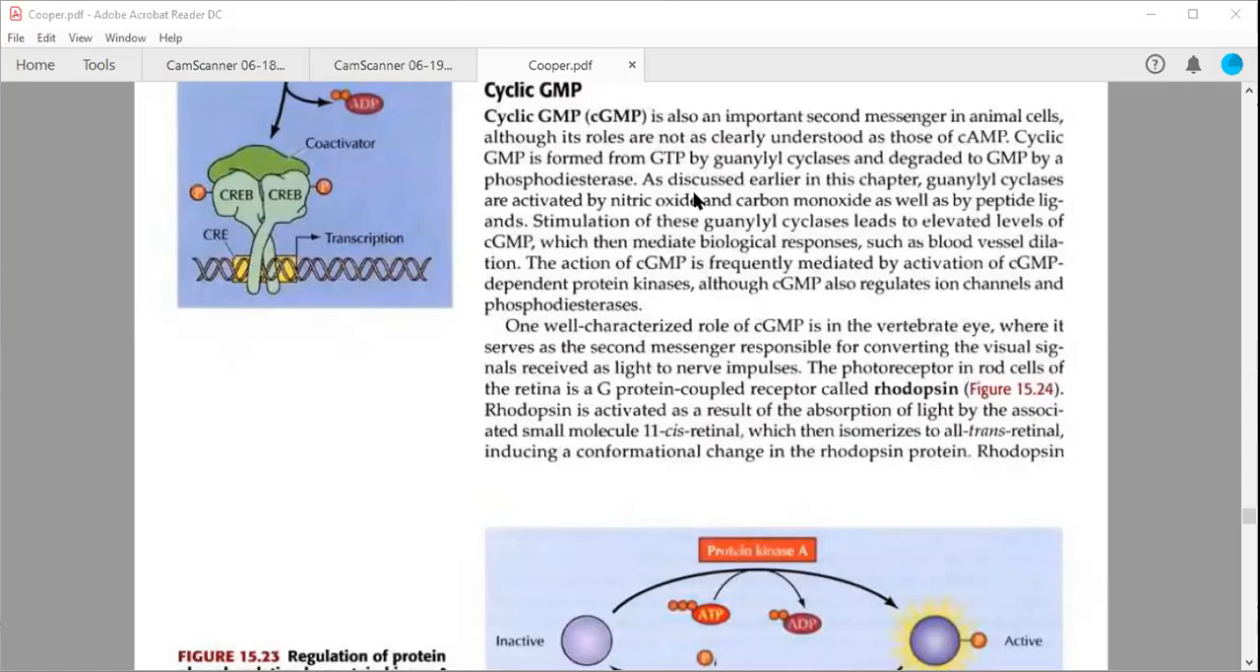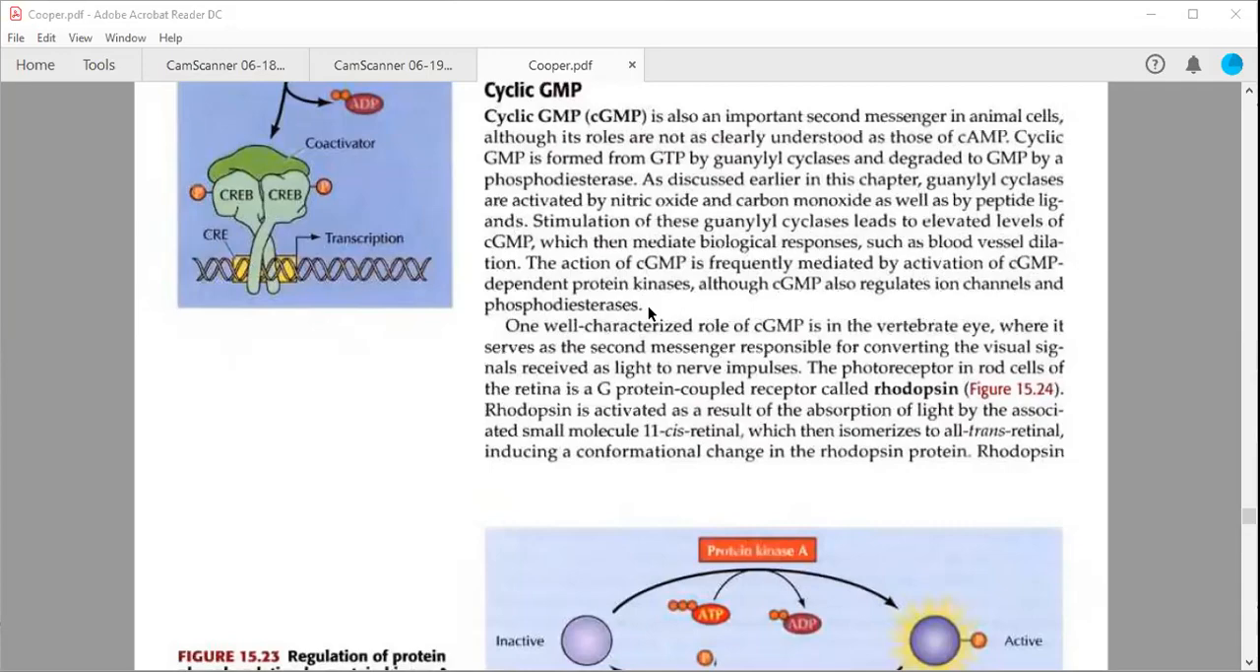So what was the best response of nitric oxide? It dilates your blood vessels so that blood flow increases, and it played a role in muscle relaxation. The action of cyclic GMP is frequently mediated by the activation of cyclic GMP dependent protein kinases, although cyclic GMP also regulates ion channels and phosphodiesterases.